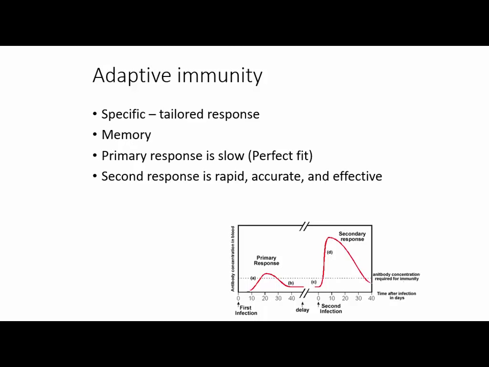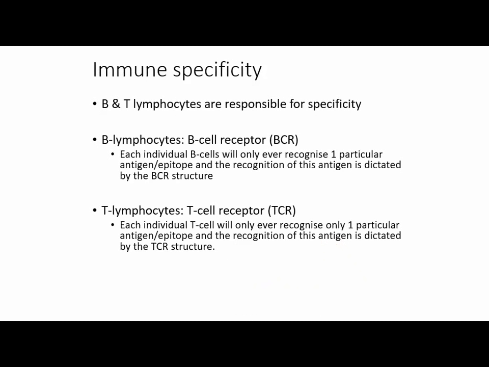So if we get this infectious agent a second time, we don't need to do the specificity, the tailored response bit. We're ready to process the adaptive response. So that's the difference between the innate and adaptive response. And the receptors of the innate response are those pattern recognition receptors.